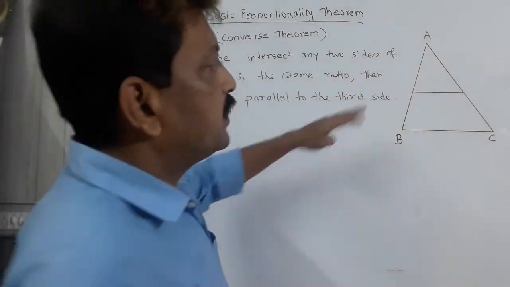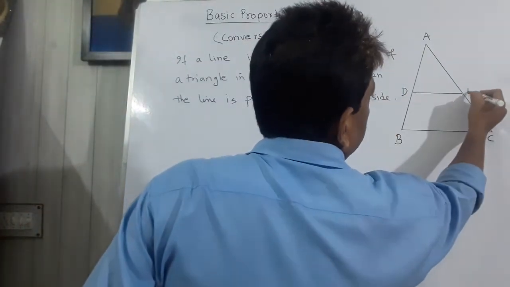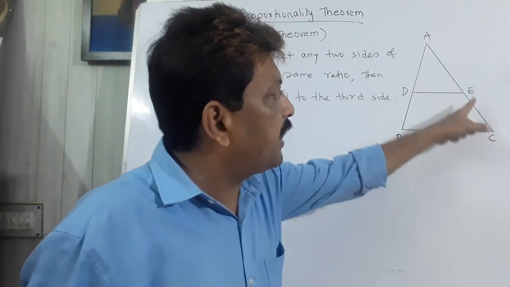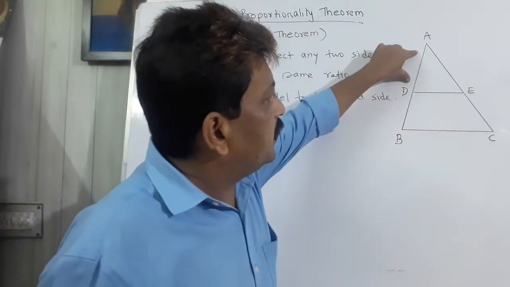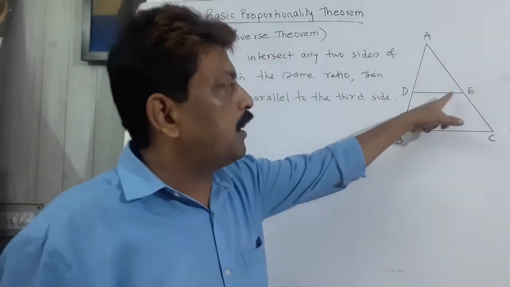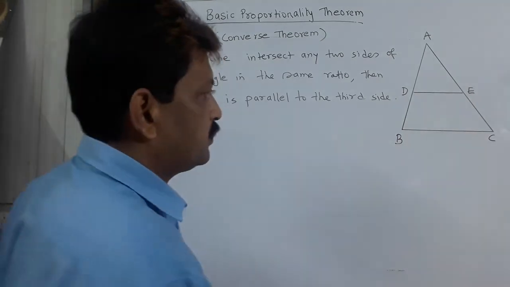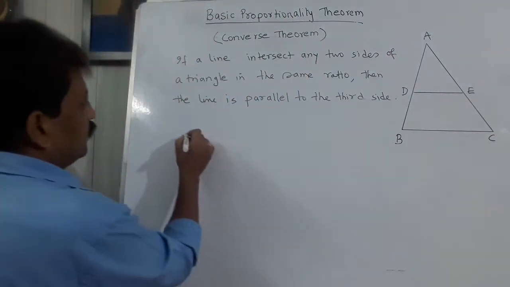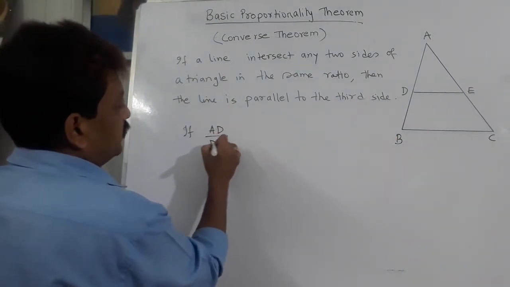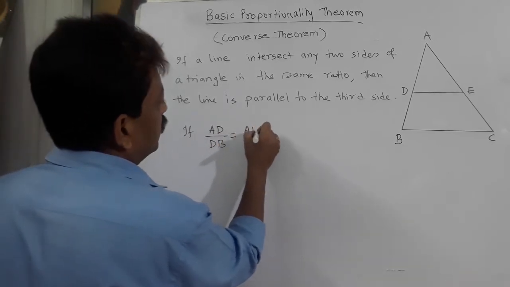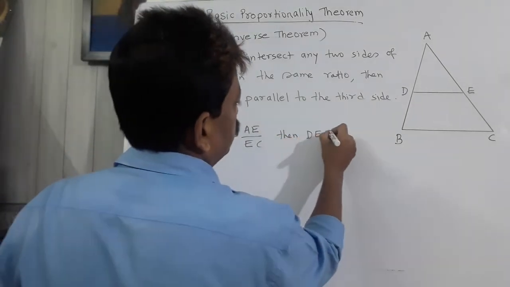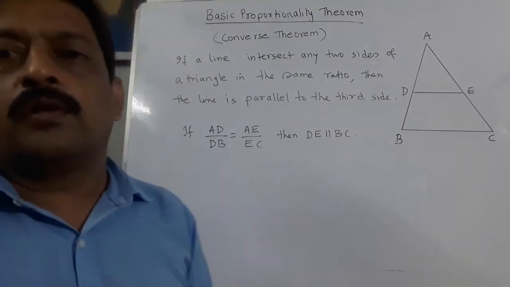So here you can see that DE is a line which intersect AB at D and AC at E in such a way that AD upon DB is equal to AE upon EC. Then the line DE will be parallel to BC. The line DE is parallel to BC. So if AD upon DB is equals to AE upon EC, then DE is parallel to BC. So this is the theorem, converse theorem.